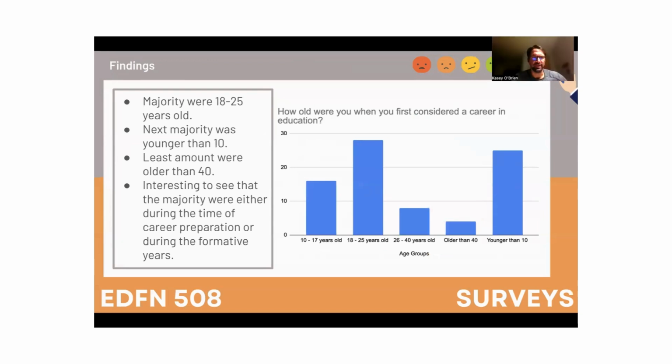So moving on from the factual question to a more behavioral question, we asked when they first considered a career in education, maybe teasing out what led them. And here we have 18 to 25-year-olds is when they first considered it, and then younger than 10 were the two main ones, indicating that when they were younger, they might have been inspired by a teacher. And then when they're making a career choice after high school, they want to pursue that further and get more training.